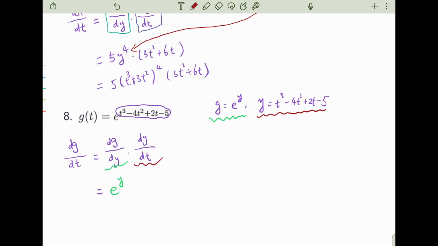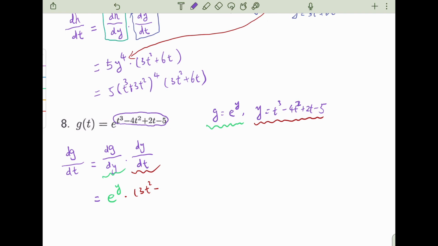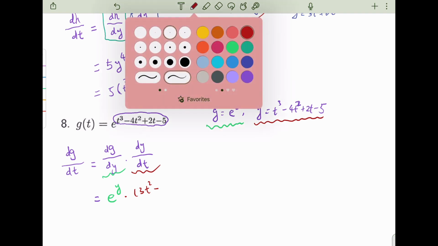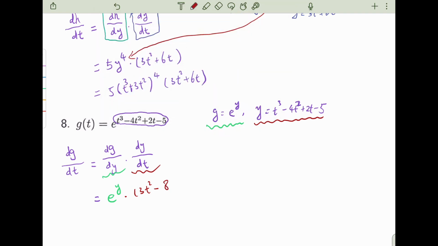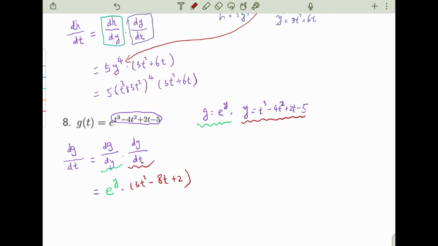That is the polynomial function, so it's 3t squared minus, this is 4t squared, right? 4t squared, so the 2 comes down and it becomes 8t and plus 2, right? Minus 0, we don't have to write 0. So that is the derivative.